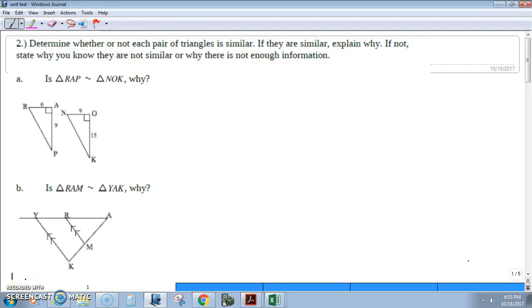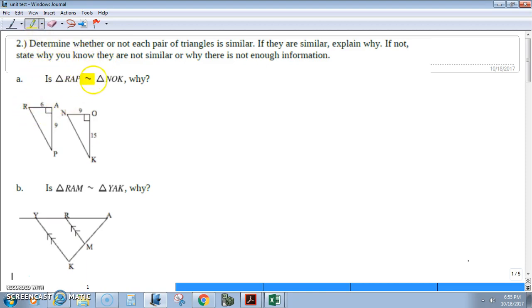Hey everyone, I wanted to go over some of these practice problems on the practice test. So let's start with number 2. Number 1, I know we did in class, everybody should have. All rectangles are not similar. But number 2 wants to know, are these two triangles similar?